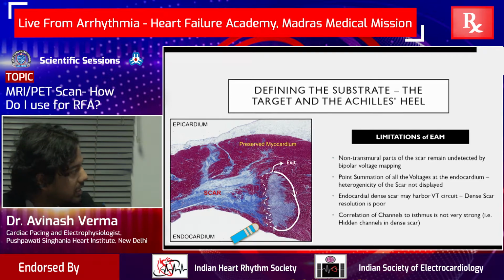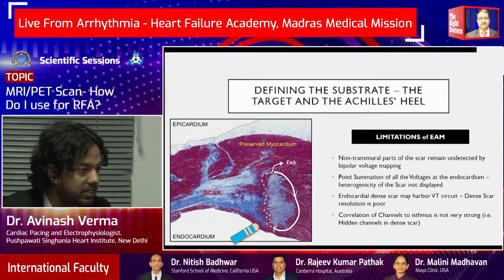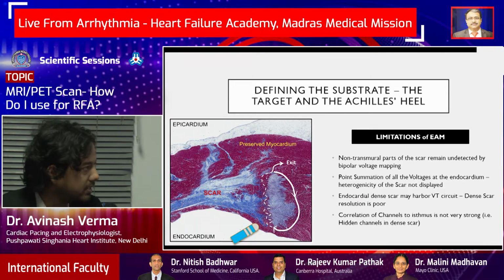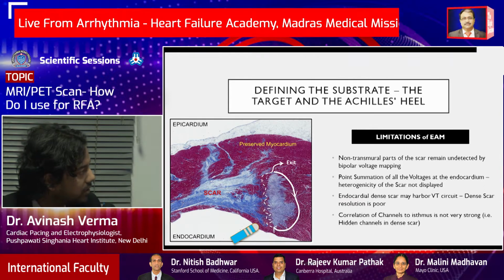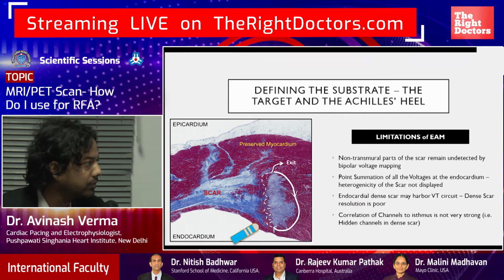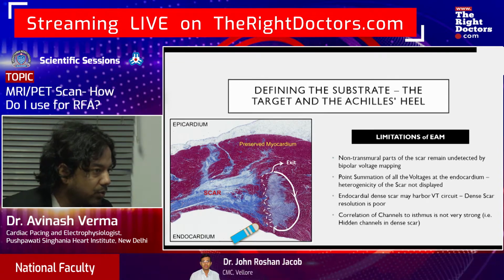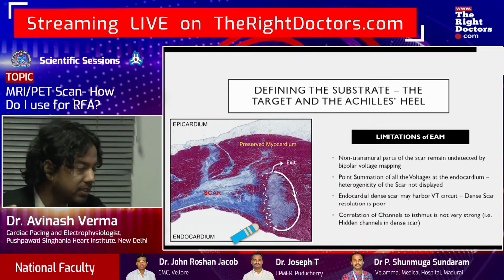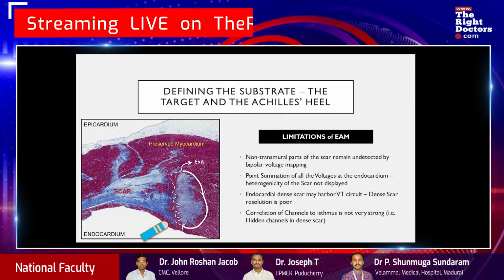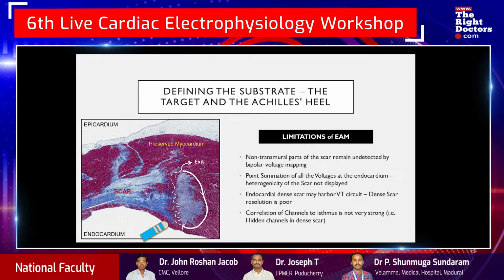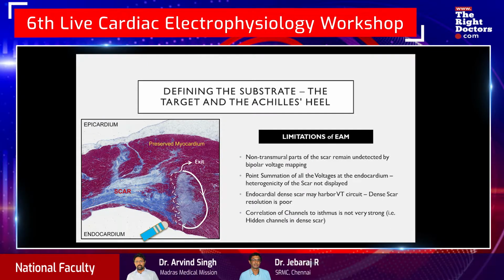So let's see. The limitations of electroanatomical mapping: a non-transmural part of scar remains undetected. All you are seeing is a bipolar signal. Point summation of all the voltages is shown at the endocardium when you're doing bipolar mapping. And heterogeneity of scar is not displayed.